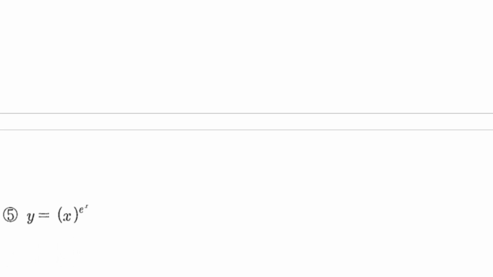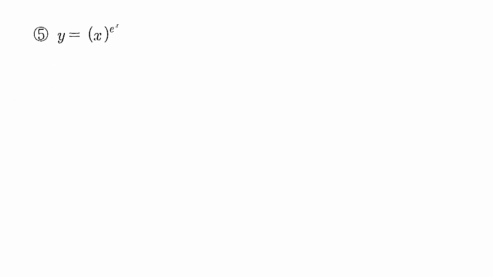Okay, let's move on to the next one, question number 5 here. So once again, I have a function x being raised to the power of e to the power of x. Okay, so a function raised to the power of a function, so you want to ln both sides. So ln of y equals ln of x to the power of e to the power of x. All right, so that's step number 1.